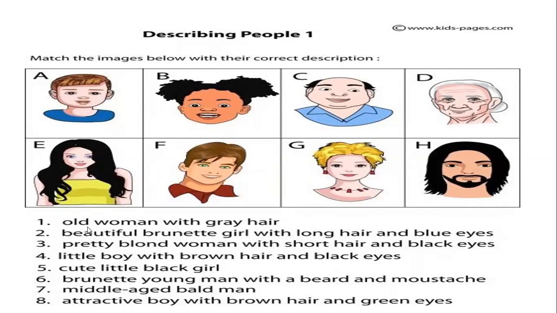Number one, old woman with gray hair. Who's she? Letter D. Excellent, very good. Okay, number two. Beautiful brunette girl with long hair and blue eyes. ¿Quién dijo? Perdón, si me puede decir un poquito más fuerte. Letter E. Letter E, that's right. Number three. Pretty blonde woman with short hair and black eyes.